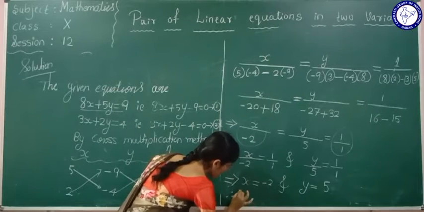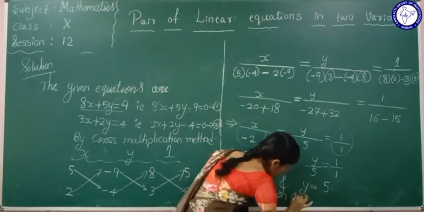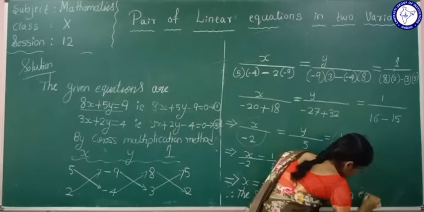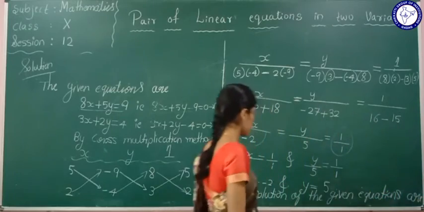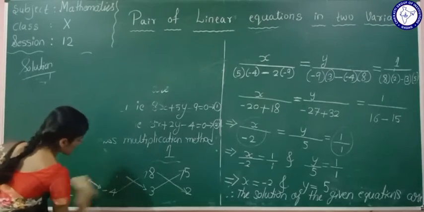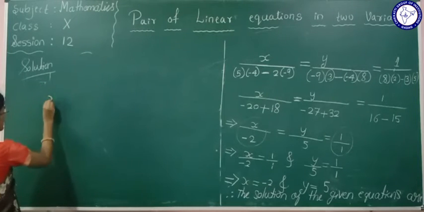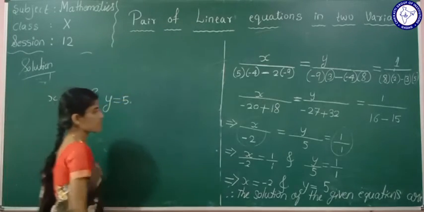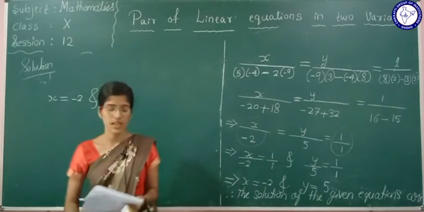Therefore, the solutions of the given equations are x is equal to minus 2 and y is equal to 5. So these are the solutions of the given equations. In a similar manner, now we will see the second problem.